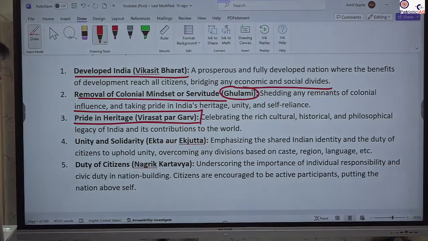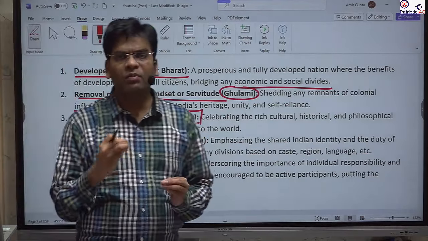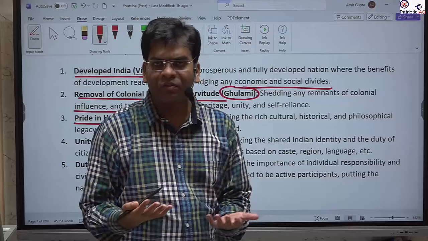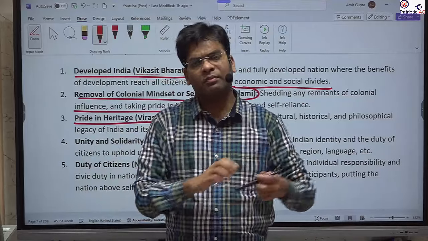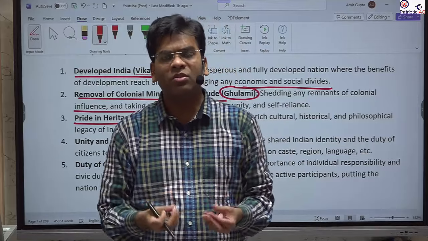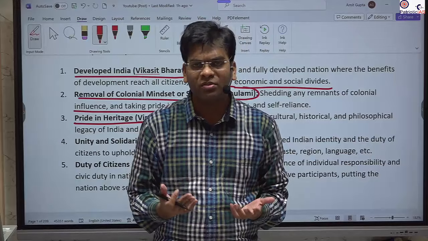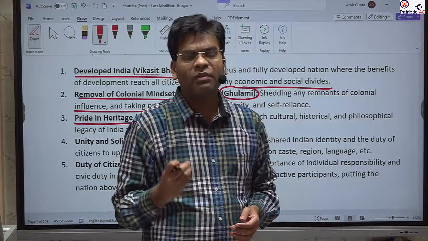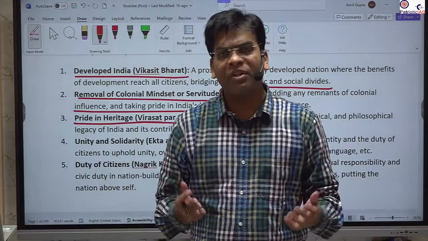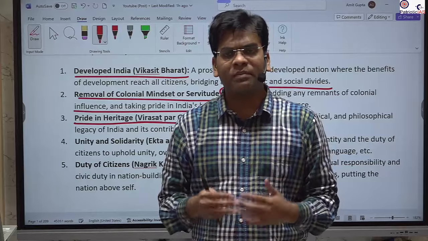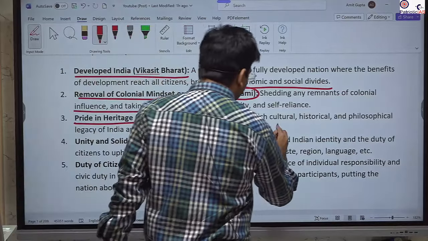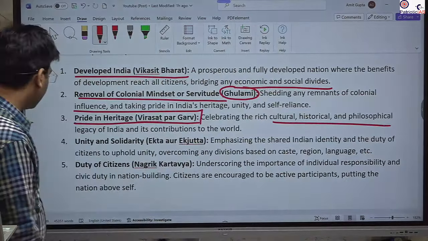Virasat par garv. You have to take pride in whatever heritage you have, such as the cultural, historical, and philosophical. We have different types of philosophy, maybe Buddhist philosophy, Jain philosophy, Sikh philosophy, philosophy under the Hindu school of thought, Charvaka's philosophy. So we should take pride. We shouldn't just follow whatever Western thinkers and their philosophers have said. We should also claim our own genius. Okay, so this is all about the cultural, historical and philosophical ground where we can take pride.